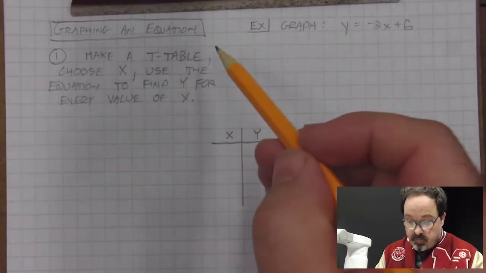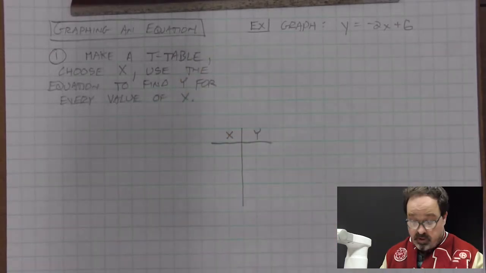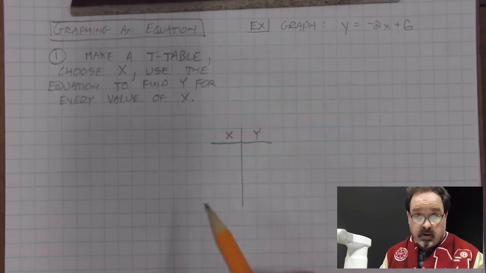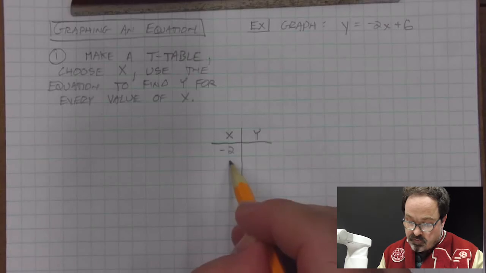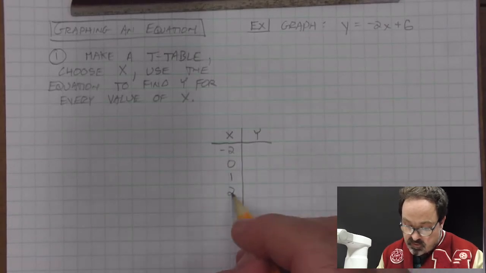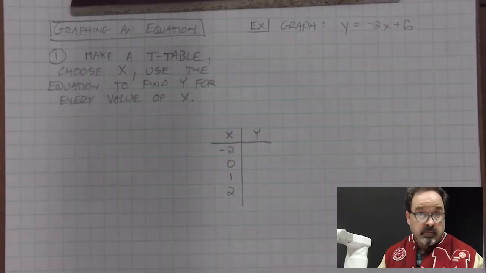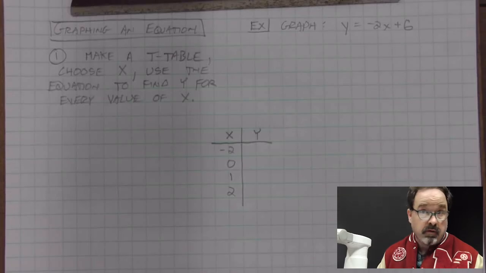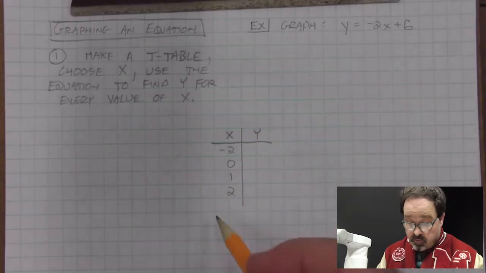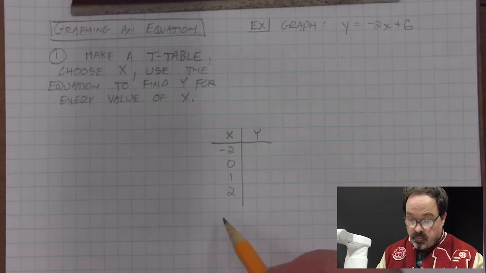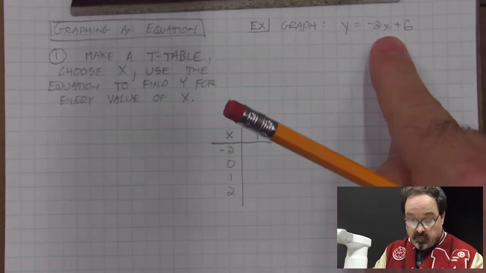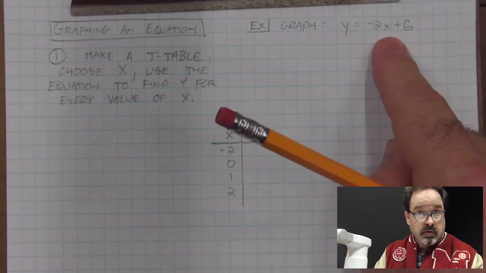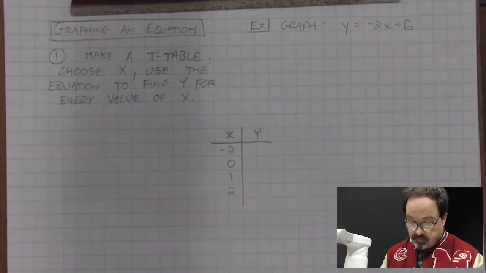We've made our t-table. Now we're going to choose values for x. In the x column, I could choose any number I wish, but I'm in the habit of choosing these specific values to start with. Negative 2, 0, 1, and 2. Those are my choices for x. Now I'm going to use the equation to find y for every value of x that I chose. We're going to do that one at a time.